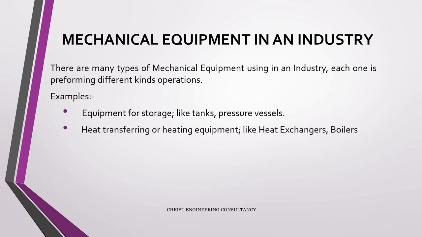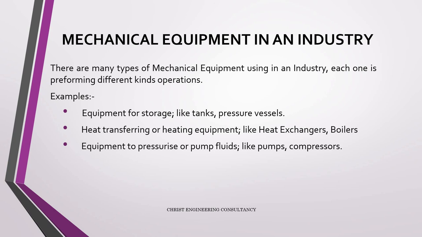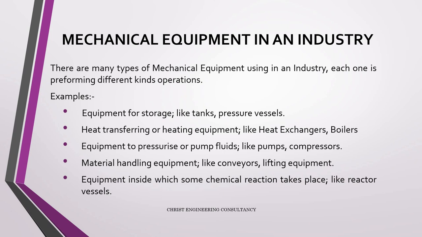Second one, heat transfer equipment like heat exchanger or heating equipment like boilers. Third one, equipment to pressurize or pump fluids like pumps, compressors, etc. In addition to these, there are material handling equipment like conveyors, lifting equipment like forklift, crane, etc. Equipment inside which some chemical reaction takes place, like chemical reactor vessels. These are a few examples of mechanical equipment in industries. There are many more like stacks, columns, furnace and lot more.